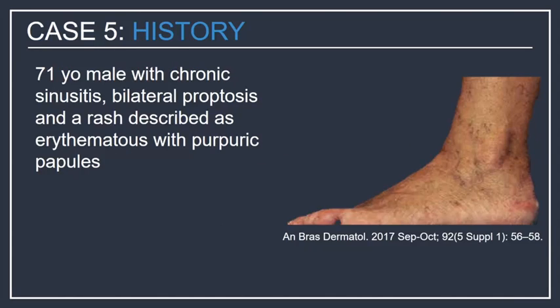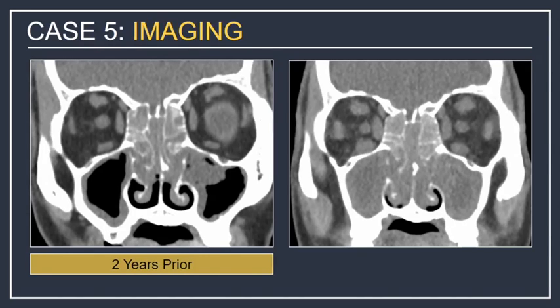Our next case is a 71-year-old male who's presenting with chronic sinusitis. He has a new presentation of bilateral proptosis and a rash described as erythematous with purpuric papules. While this example is from the literature, by report, the rash is very similar in appearance. So we can see on this CT example, we have complete opacification of the bilateral sinonasal cavity, including the ethmoid air cells, the nasal cavity, as well as the maxillary sinuses.